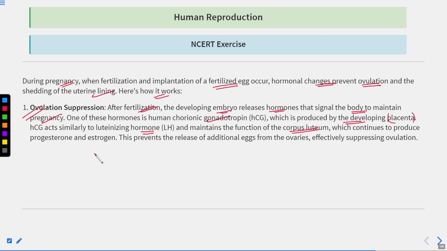Clear? It acts similarly to the LH hormone, which continues to produce progesterone as well as estrogen. Now, this prevents the release of additional eggs from the ovaries, effectively suppressing ovulation. Clear?